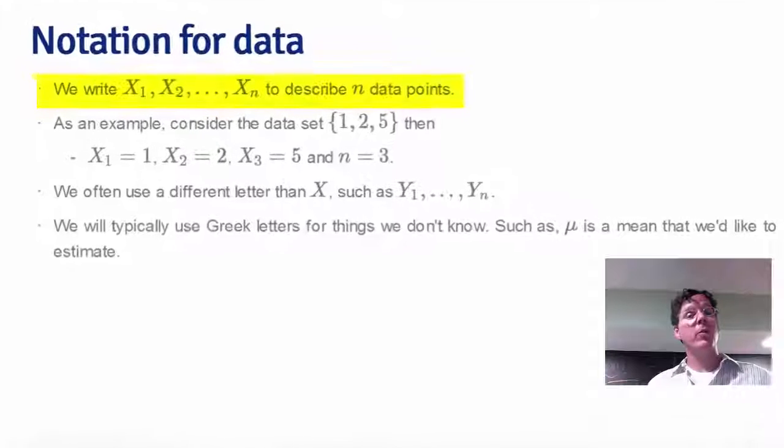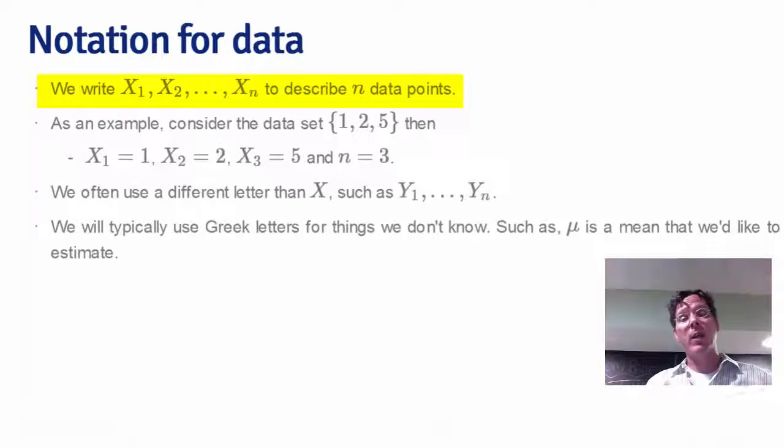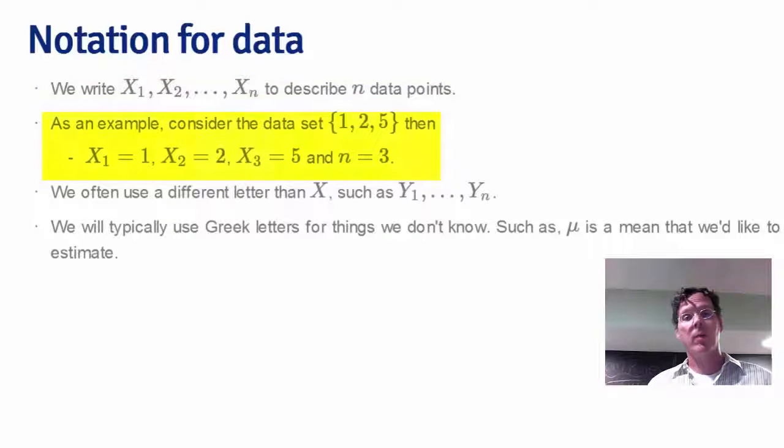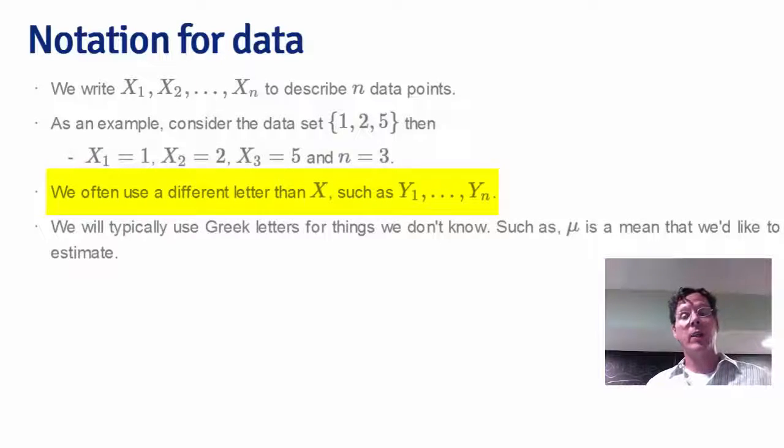So the biggest bit of notation that you're going to have to get used to is to index a variable with a set of subscripts to denote an ordered collection. So we might write x1, x2 up to xn to describe n data points. As an example, consider the data set 1, 2, 5. Then x1 is 1, x2 is 2, x3 is 5, and n in this case is 3. There's nothing in particular about the letter x. We could just as easily have described y1 to yn.